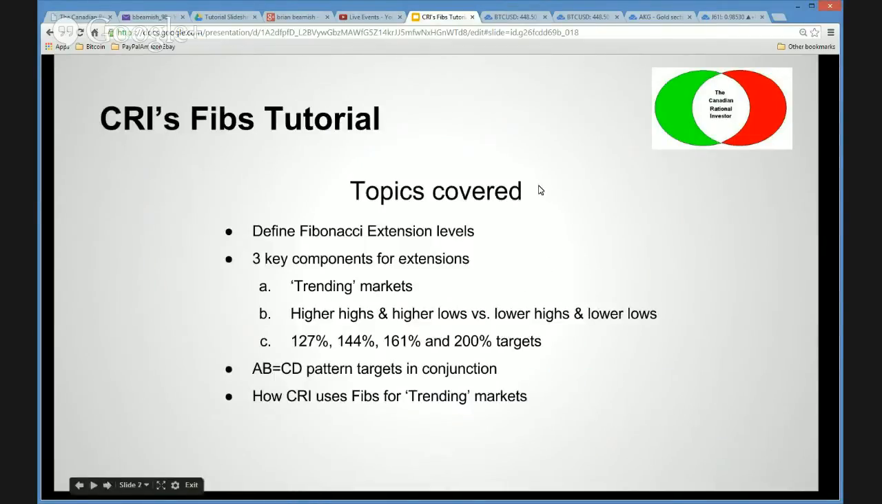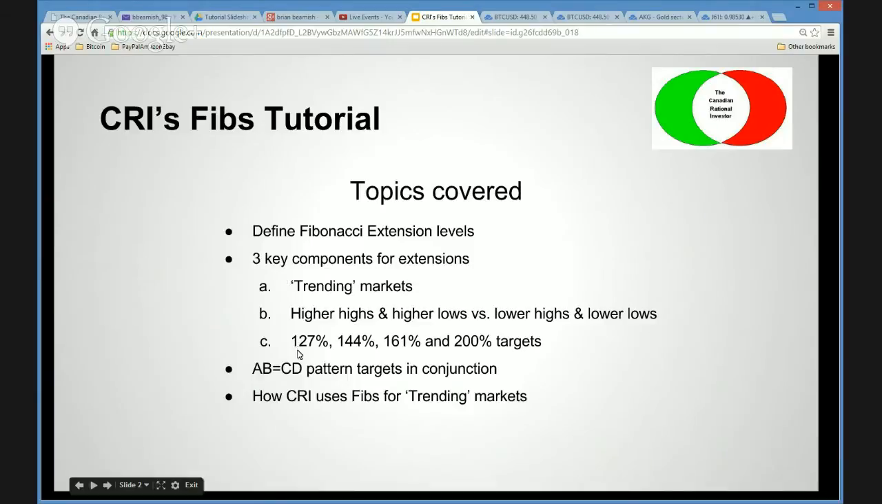All right, so the topics we're going to cover through this tutorial: we're going to define what Fibonacci extension levels are. Keep in mind that we went into a bit of detail on Mr. Fibonacci himself in the first part of this series, so we won't talk too much about him, just specifically what extension levels are. We're going to look at the 3 key components for extensions, those being first, a trending market, and so we want to define what a trending market is. One easy way for price action, and this sort of goes hand in hand, is the concept of higher highs and higher lows versus lower highs and lower lows.